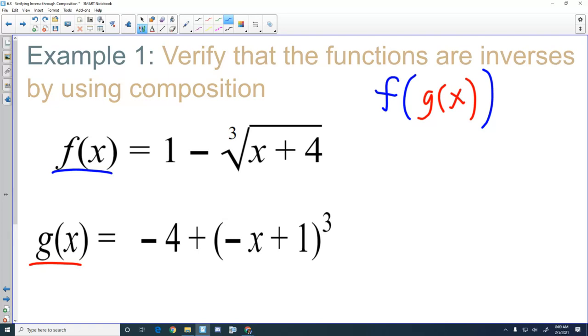All right, you're plugging one in for x into the other. Take your time simplifying, distributing one thing at a time, canceling one thing at a time. See, does it get down to just that x by itself?